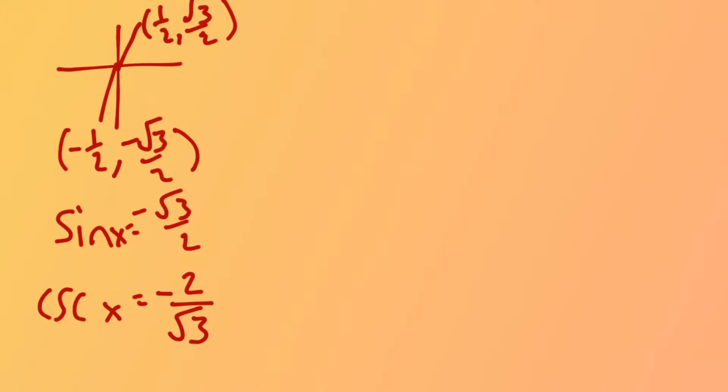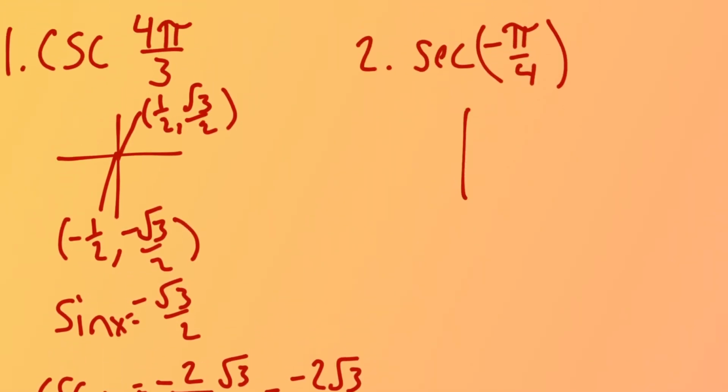We flipped the 2 and the radical 3. It doesn't matter where we put the negative. Usually you see the negative in the numerator. And we don't want to leave a square root in the denominator, so we're going to rationalize. We're going to multiply by square root of 3 to the top and bottom, and we'll get negative 2 radical 3 over 3.